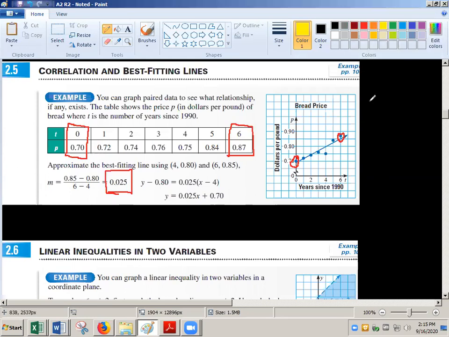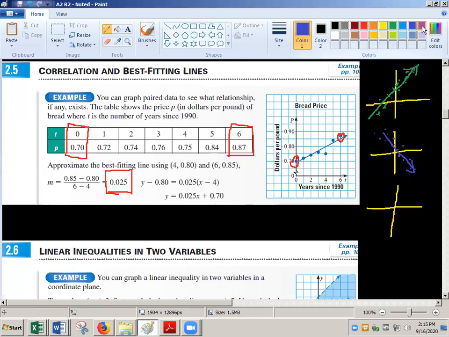When we see the different types of correlation, we want to know how to call them out. So we'll do the first one here in green. If I see something that looks like this, more or less, we see this as a positive correlation. If I see something like this, we would say it has a negative correlation. And if I saw something that looked like this, we would say there is no correlation.